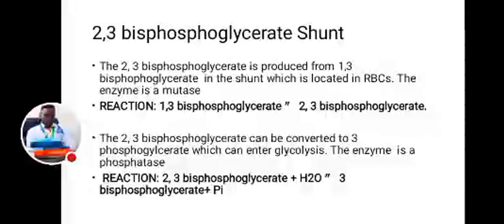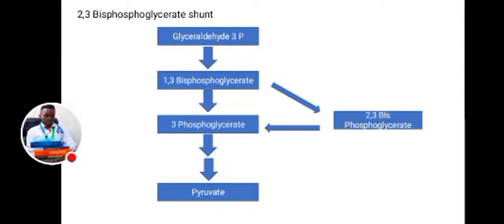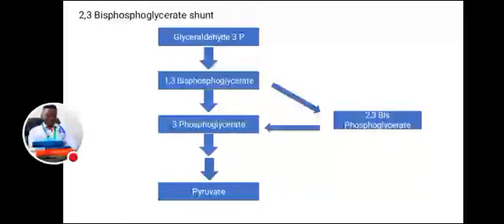Then on the reaction we have 2,3 bisphosphoglycerate plus a water molecule, giving us the product 3 phosphoglycerate plus an inorganic phosphate. Now, in summary of these enzymatic reactions, we have the 2,3 bisphosphoglycerate shunt. It starts with glyceraldehyde 3-phosphate, which is later on converted to 1,3 bisphosphoglycerate.